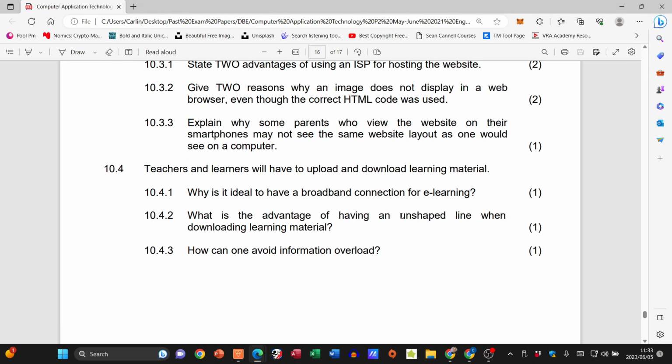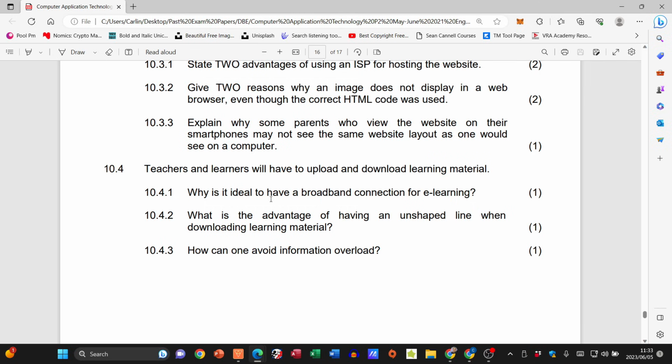So when a line is unshaped, it simply now means that there is no limit on that. They're not going to limit that speed. They're not going to prioritize anything. You will just have your full speed up and down. And that's basically the advantage. I've just given you the answer to that. All right.